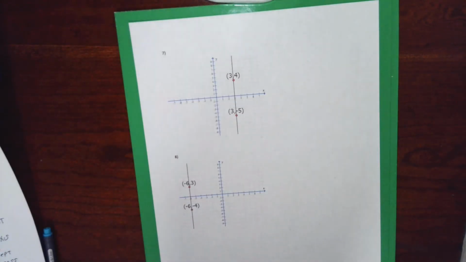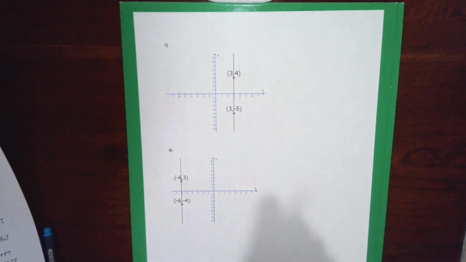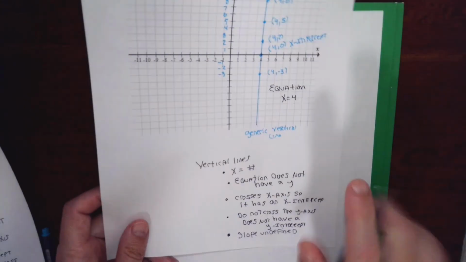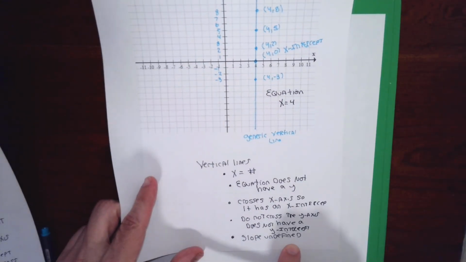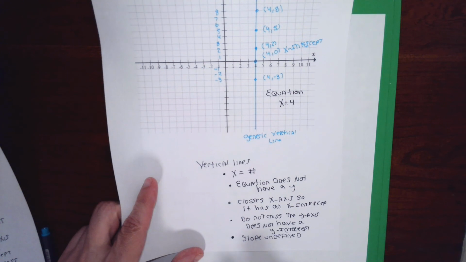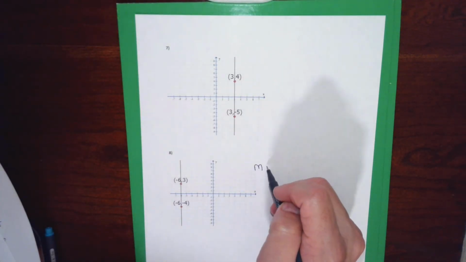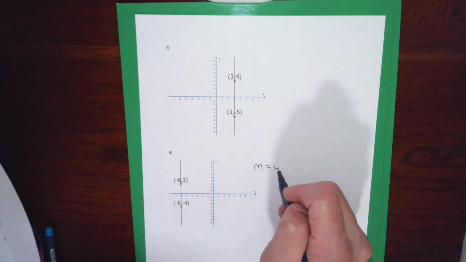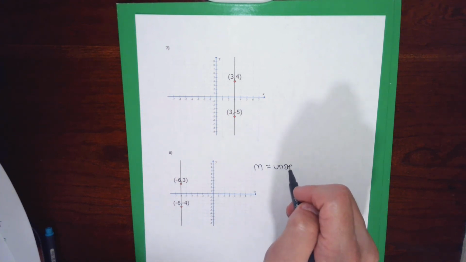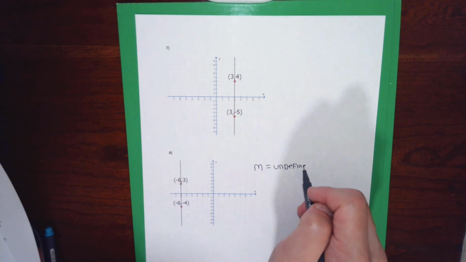So I'm going to be lazy on number 8. This is a vertical line. I should be really efficient with vertical lines. All vertical lines have slopes that are undefined. I don't need to do the algebra. I shouldn't do the algebra. So my answer for number 8, I'm going to use M to represent slope. And the slopes of all vertical lines are undefined.